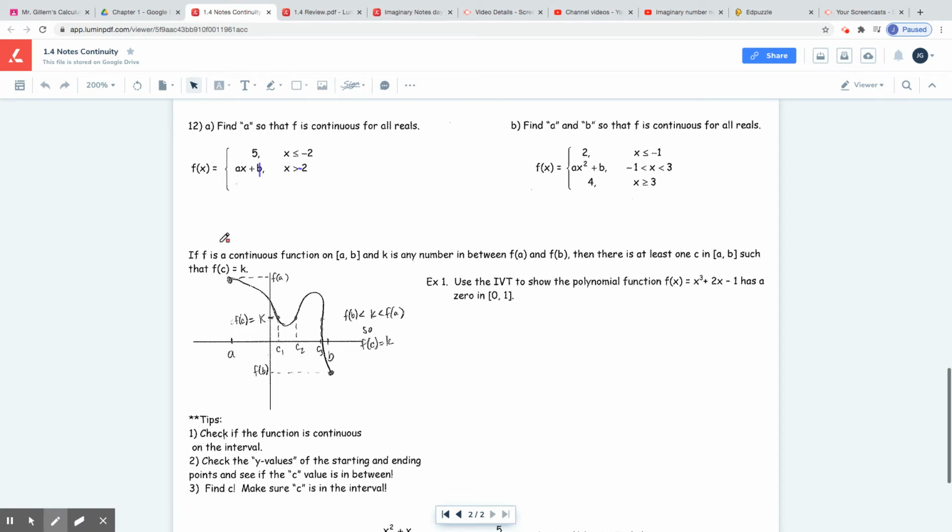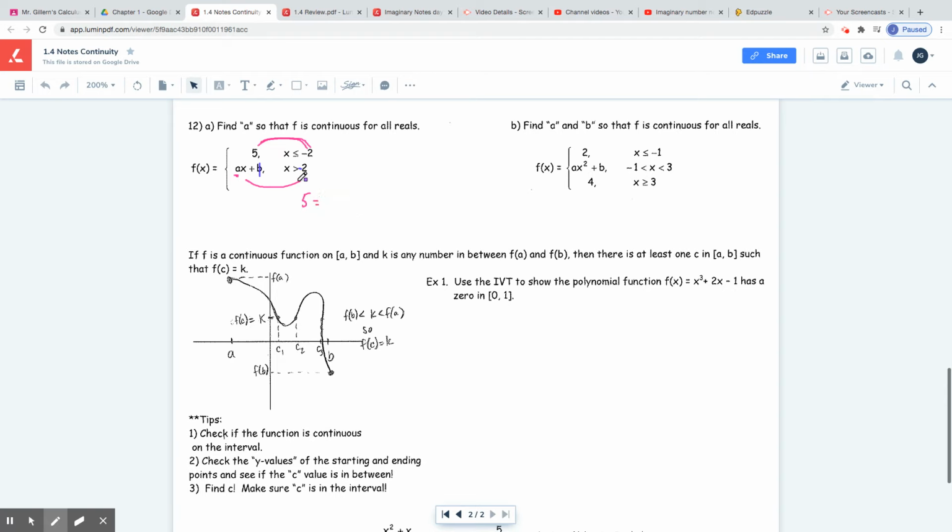We want to find the value for a so that this function is continuous for all reals, which means there's no jumps. So what needs to happen is when I plug in negative 2 into both equations, I need to get the same y value. Well, I got to figure out what a has to be in order for that to be true. So what I'm going to do is I'm going to plug negative 2 into there. There's no x to plug into, which means it's just 5.